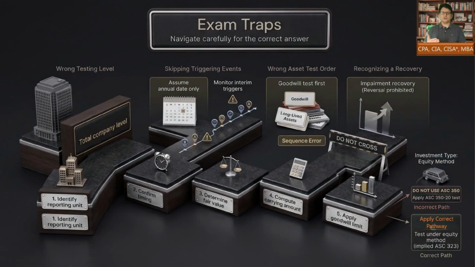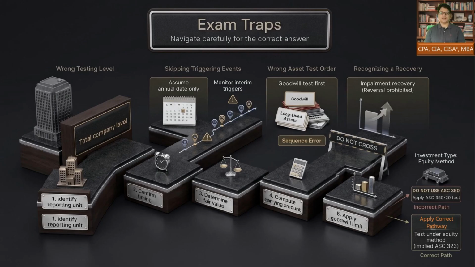Do not test goodwill at the total company level when the correct level is the reporting unit. Do not ignore triggering events by waiting for the annual date. Do not test goodwill before testing and writing down other long lived assets when required. Do not recognize a recovery of goodwill after a prior impairment loss. And do not apply the ASC 350 goodwill impairment model to equity method goodwill.